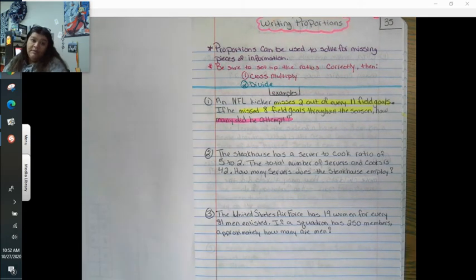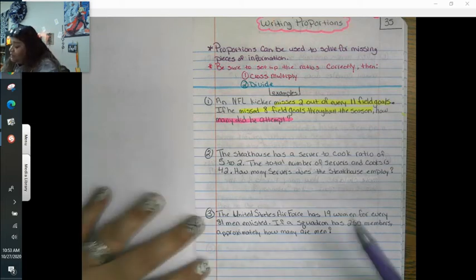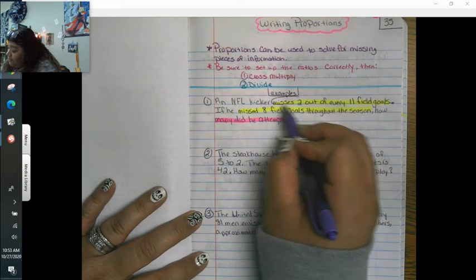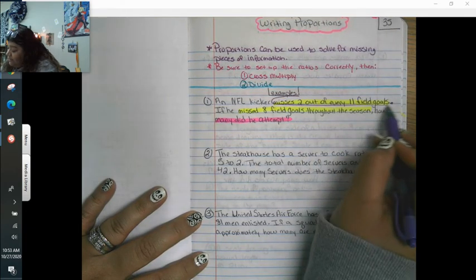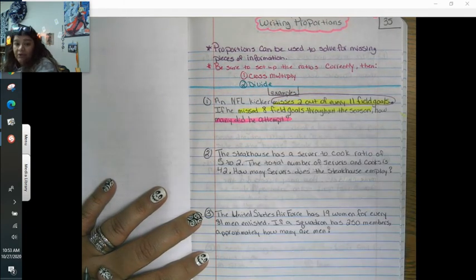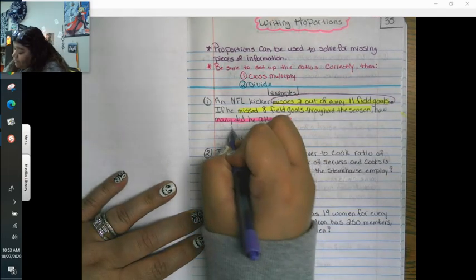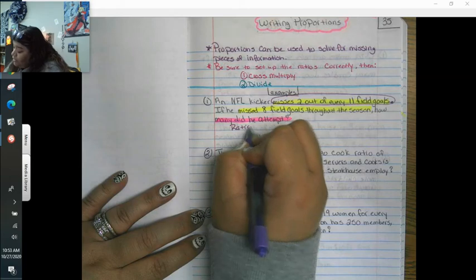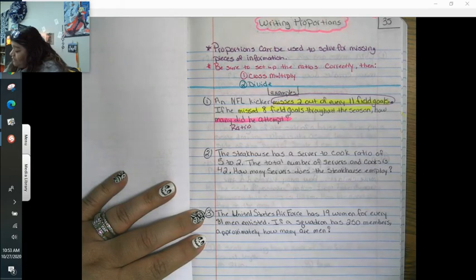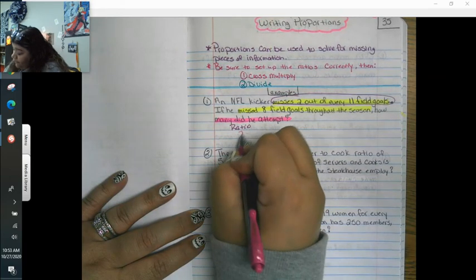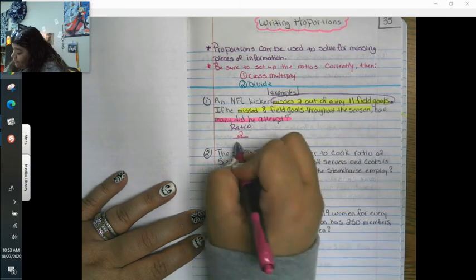One ratio will always be given to you, and you heard it already, 2 out of. Remember we did ratios? There's 3 to 2, 4 to 2. You also can say out of. So this right here, 2 out of every 11, is going to be our ratio. So we're going to write that down first. So we write down our ratio. It's going to be 2 out of 11.